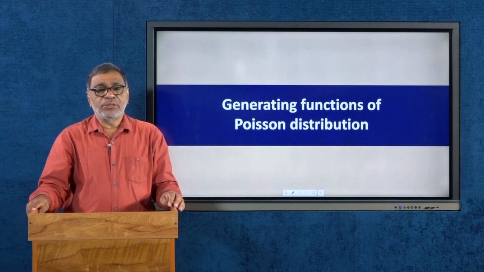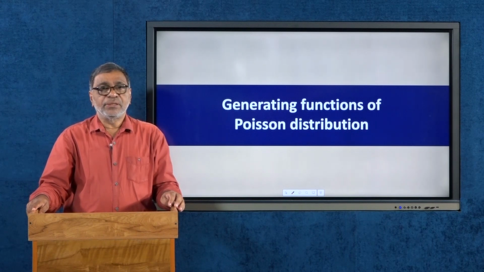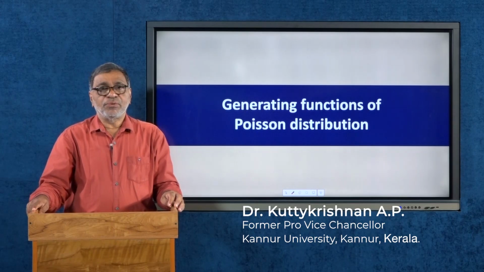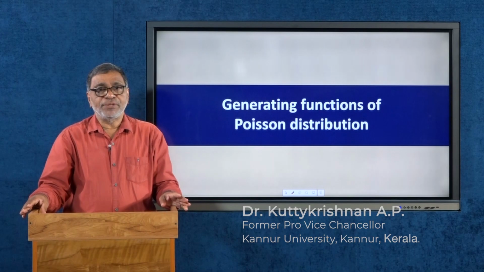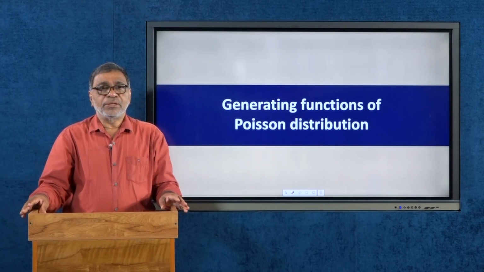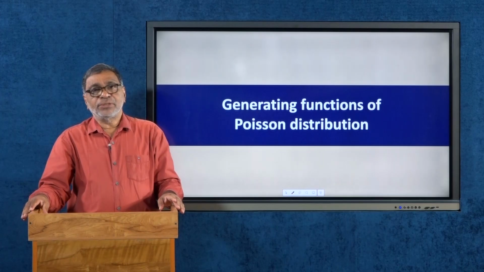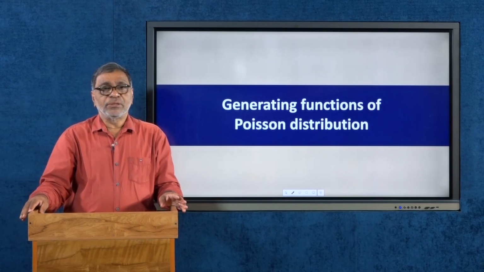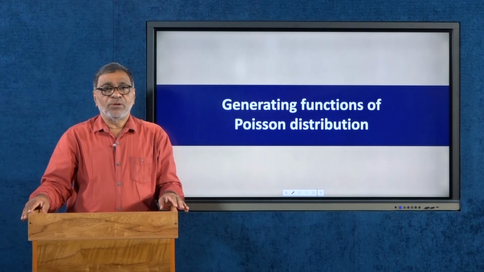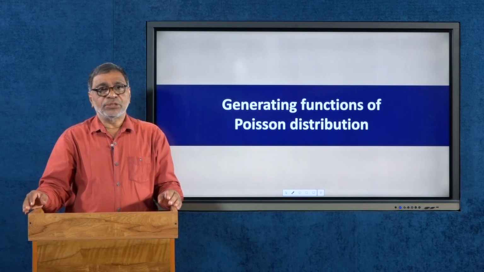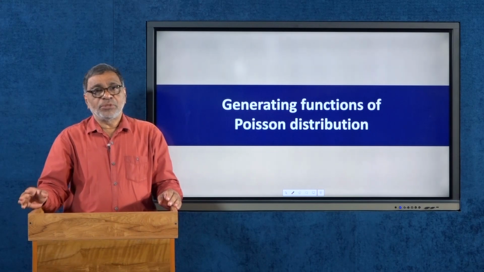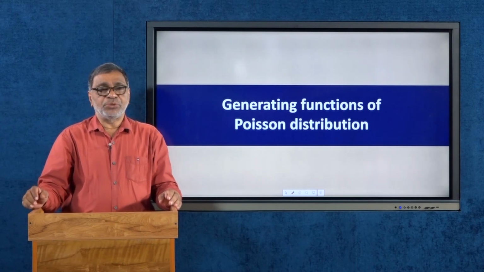In this unit, we are presenting generating functions of the Poisson distribution. In the family of generating functions, we are deriving the probability generating function, moment generating function, and cumulant generating function of the Poisson distribution, and how we use the moment generating function or cumulant generating function for obtaining moments or cumulants of the distribution.